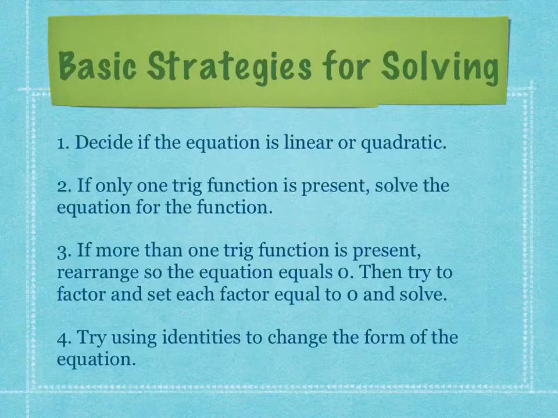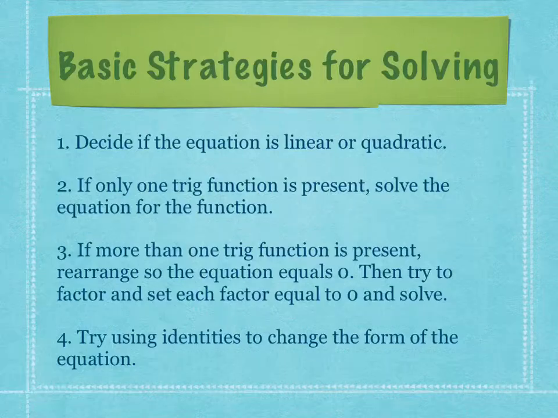If you only have one trig function present, which we will start, our first problem will be like this, you'll solve the equation for that particular function, and you'll see how that works. If you have more than one trig function present, you may end up needing to get everything on the same side. You may end up needing to change trig functions, like you've been working with identities to change them. So in other words, you might want to change everything into tangent or something like that to work with only tangent. And then that's number 4, is changing them using these identities that we're talking about. So let me show you an example.